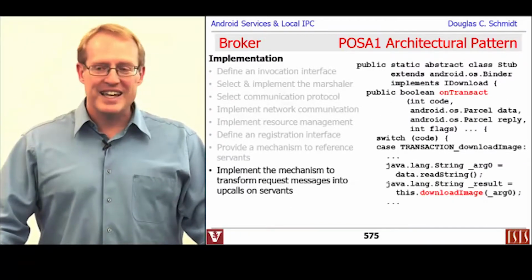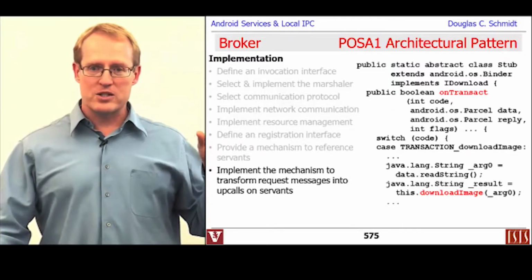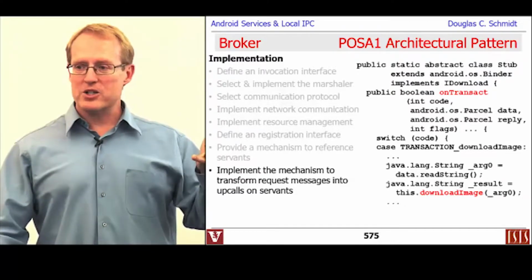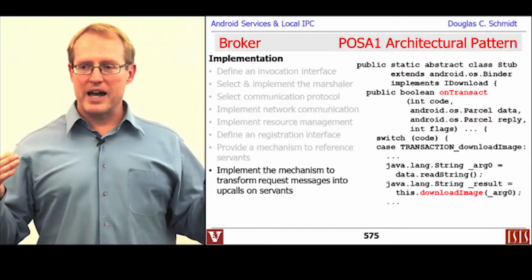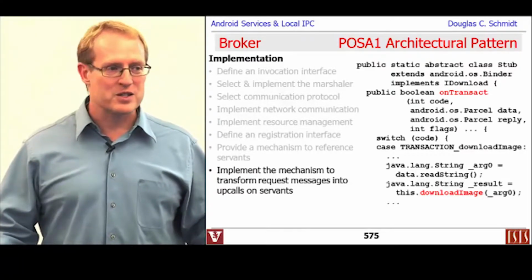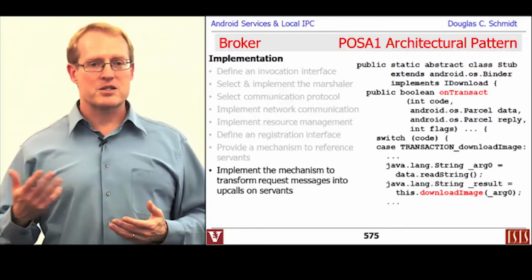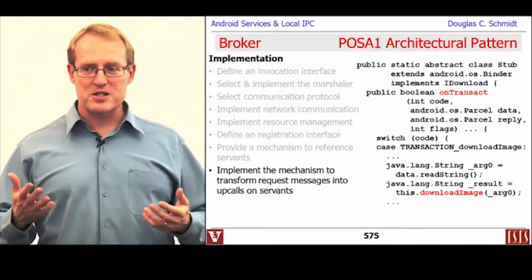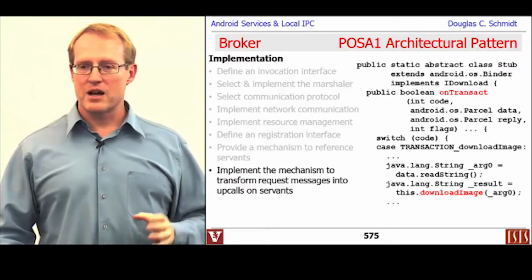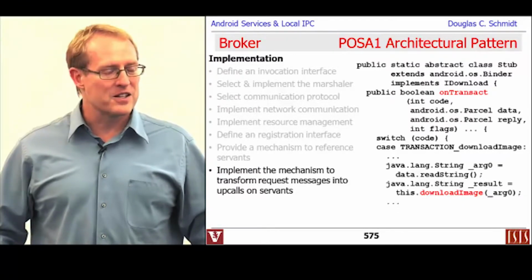Another thing we need is some kind of mechanism to be able to transform these request messages that are coming in from the requester into upcalls that are dispatched on a method defined by our servant. Now keep in mind, in the case of Android, the servant is basically whatever, typically anonymous, object subclassed anonymously from stub, and then fills in the various methods that have been defined on that stub in order to carry out the work that was described in the AIDL interface.